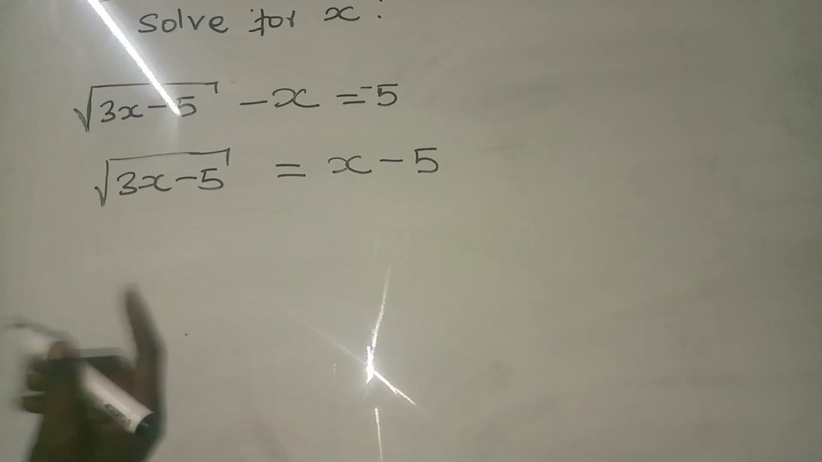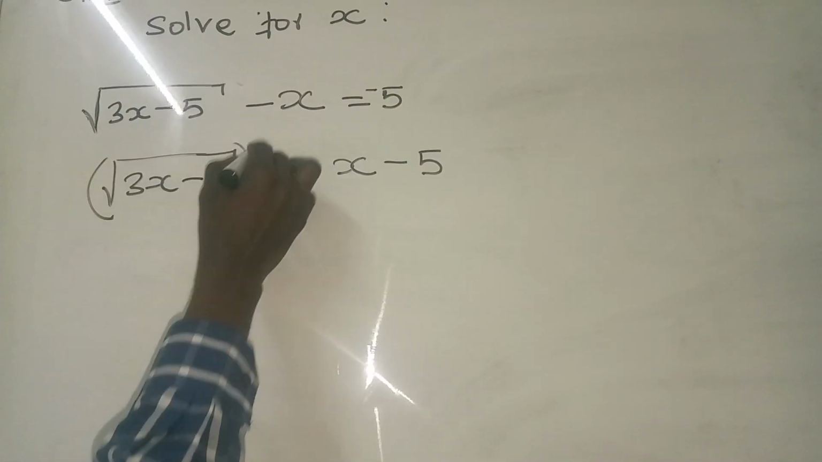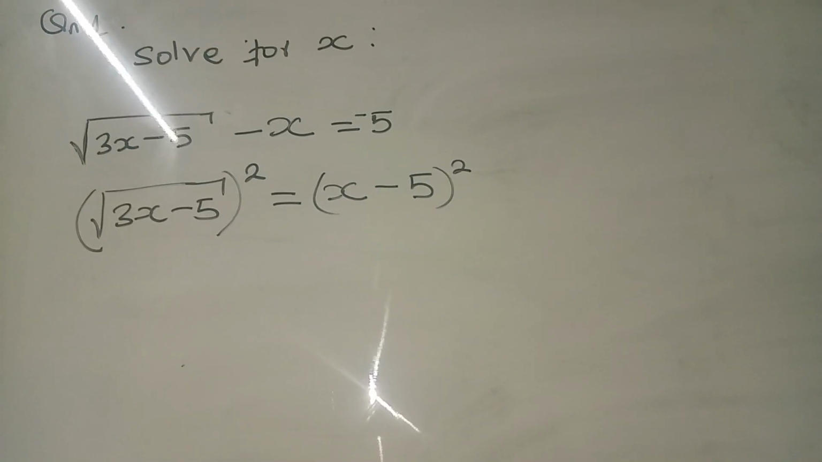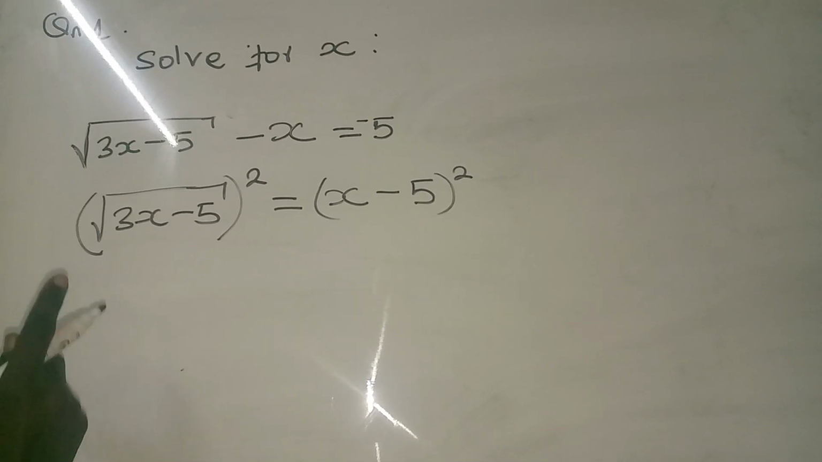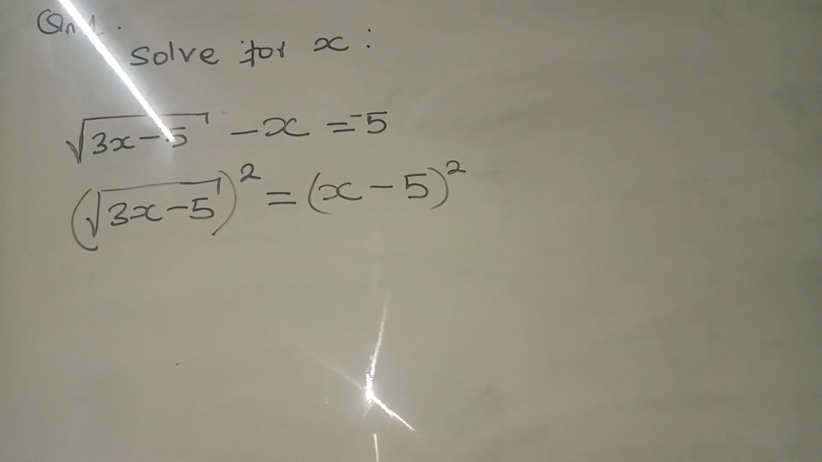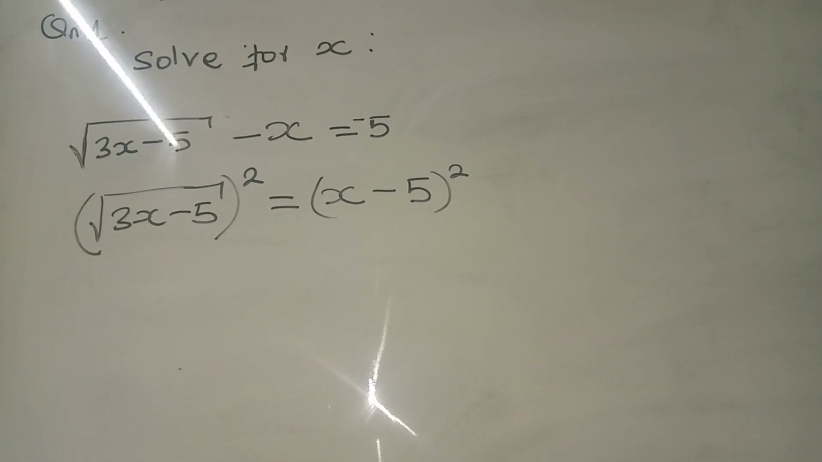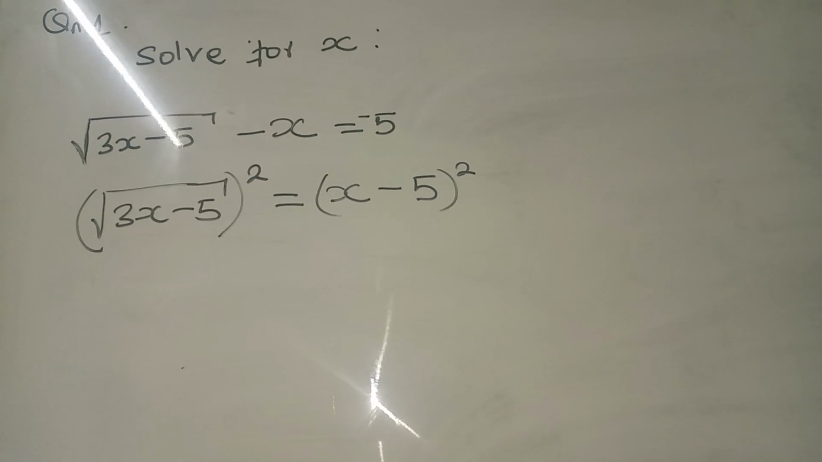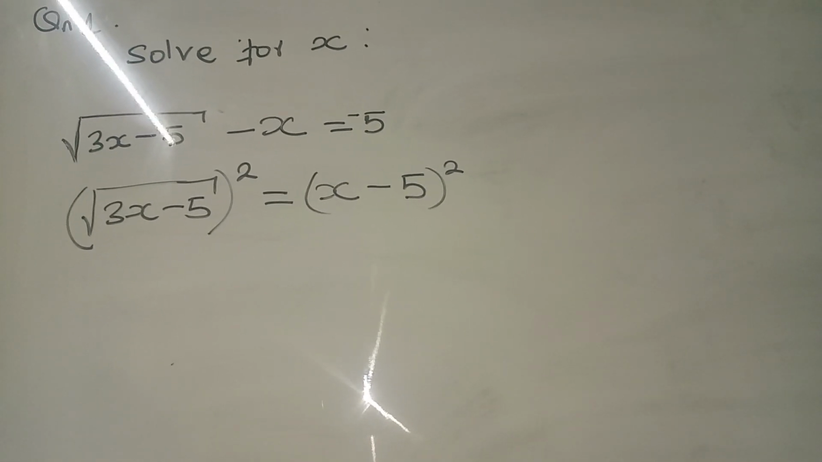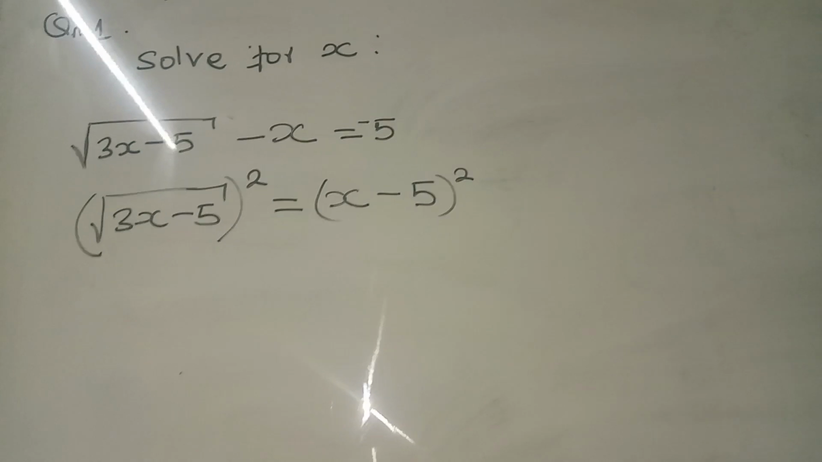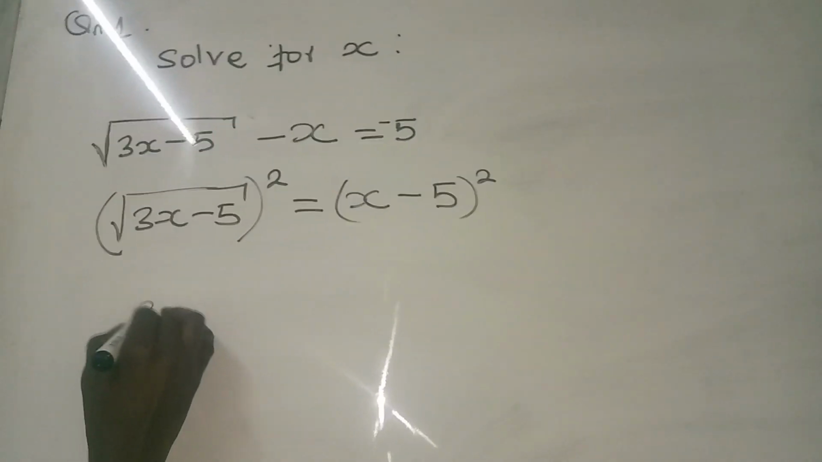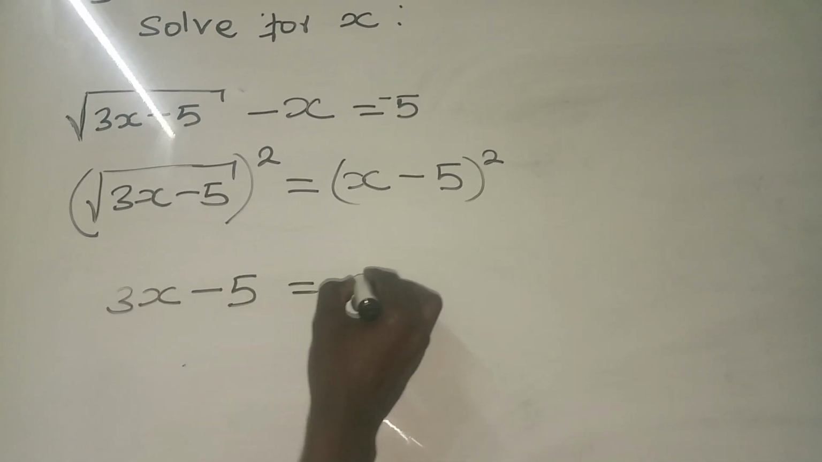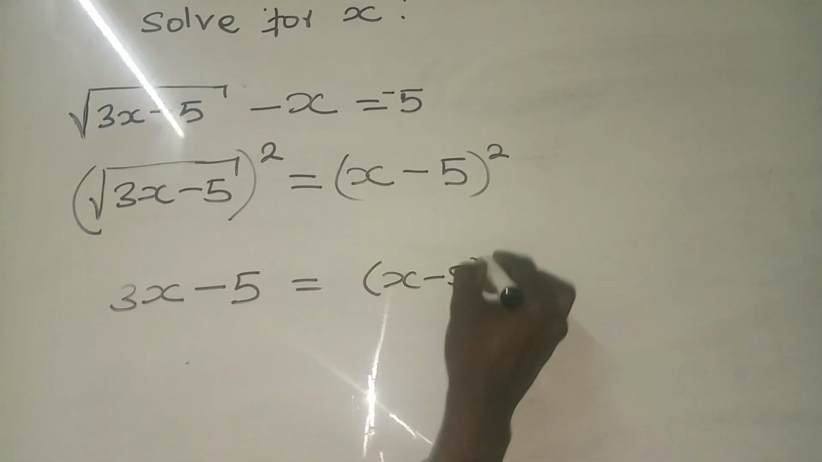Now from that we can square both sides, because remember last time from our rules for exponents, we saw that the root and the square cancel. A root means power half, and power half multiplied by 2, as we know, we multiply the exponents, gives you 1. Therefore, it's like the root disappears, to get 3x minus 5 is equal to x minus 5 squared.